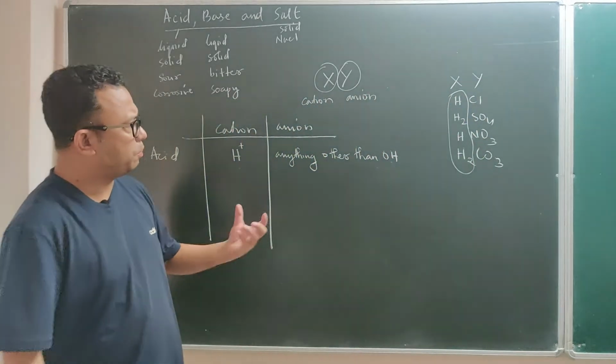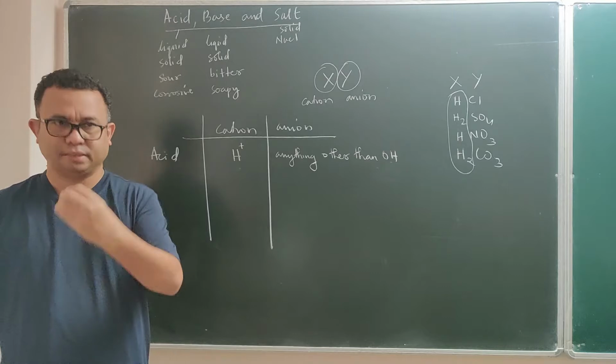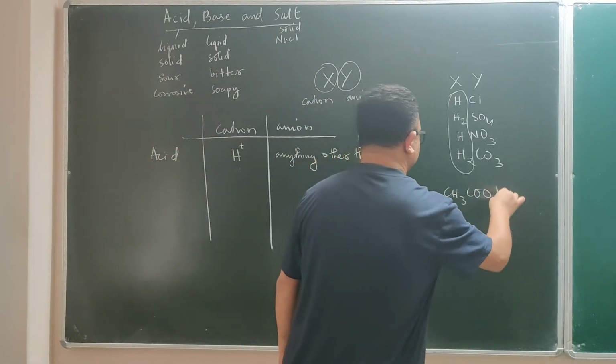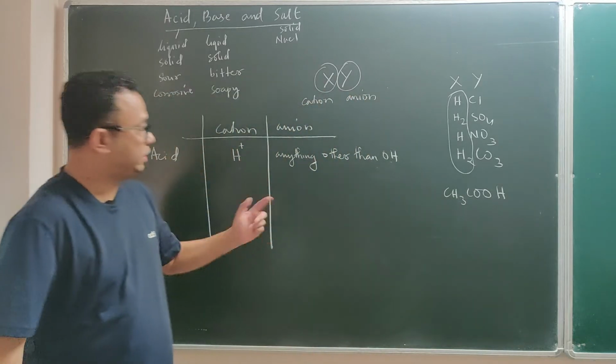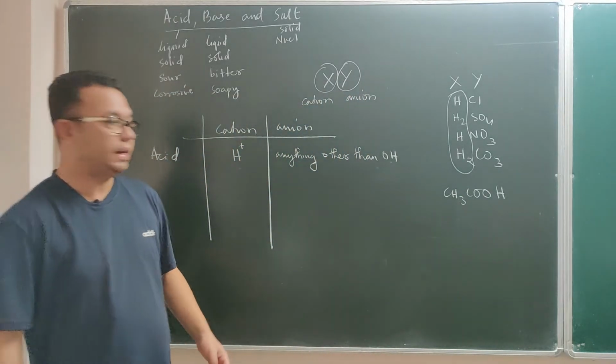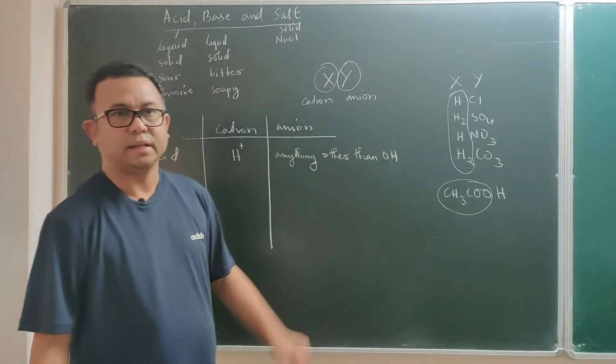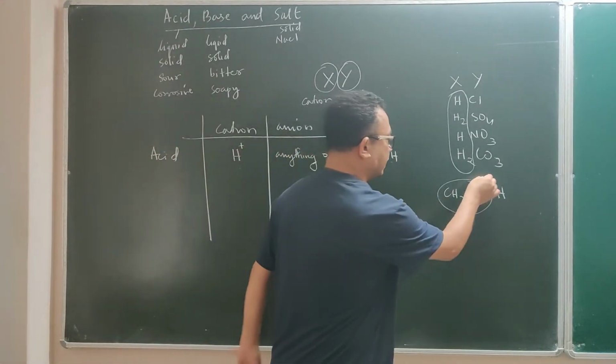Now we may face a small problem with organic acids. For example, if I am writing the organic acid CH3COOH, this is acetic acid. Now you may say, sir, where is hydrogen, and you said it is cationic. Now you may think that this is cationic. But in this organic acid, the anion is what is written first. This is the anion, acetate.